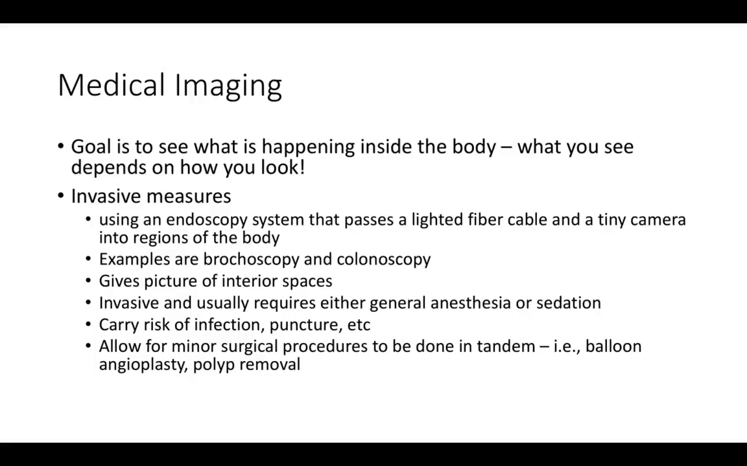One of these would be endoscopy systems. In endoscopy, you're basically passing a lighted fiber optic cable into the body, and this typically has a tiny camera on the end of the tube. It's passed into regions of the body, and the light illuminates the body region, and then the camera takes pictures of internal areas in the body. Two classic examples of this are bronchoscopy, which is used to look at the lungs, and colonoscopy, which is used to look at the large and portions of the small intestine. These give a picture of interior spaces.